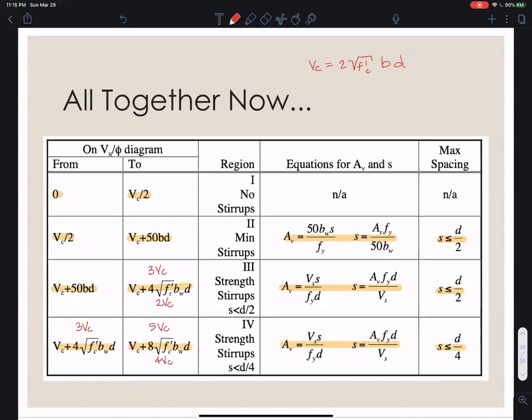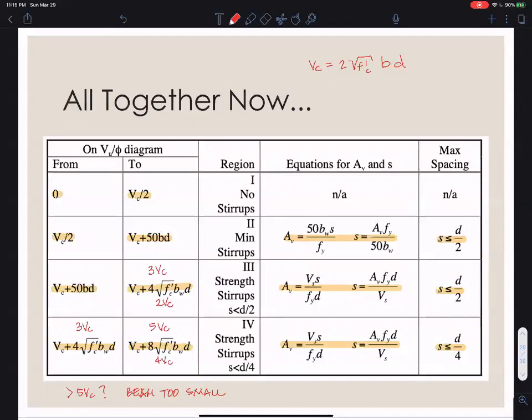And finally, what if you're greater than 5 Vc and outside the table? Your beam is too small. You need more Vc, so increase the size of the beam. If you design your beam for flexure for a reasonable amount of steel, let's say halfway between rho min and rho max, that will make the size of your beam big enough where this won't happen. You won't be above 5 Vc.